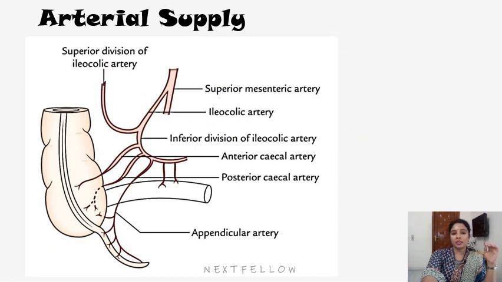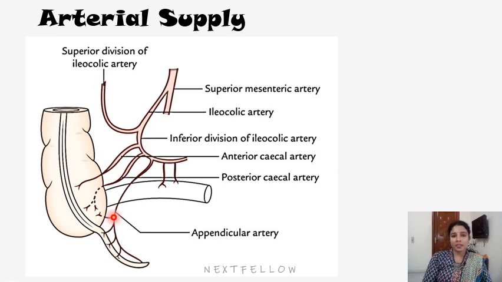Arterial supply to the appendix is from the appendicular artery. So here is the appendicular artery. We will see how it originates. It starts from the abdominal aorta. Abdominal aorta gives rise to superior mesenteric artery, which is the artery of midgut, and appendix is a derivative of midgut. So it is indirectly supplied by superior mesenteric artery.